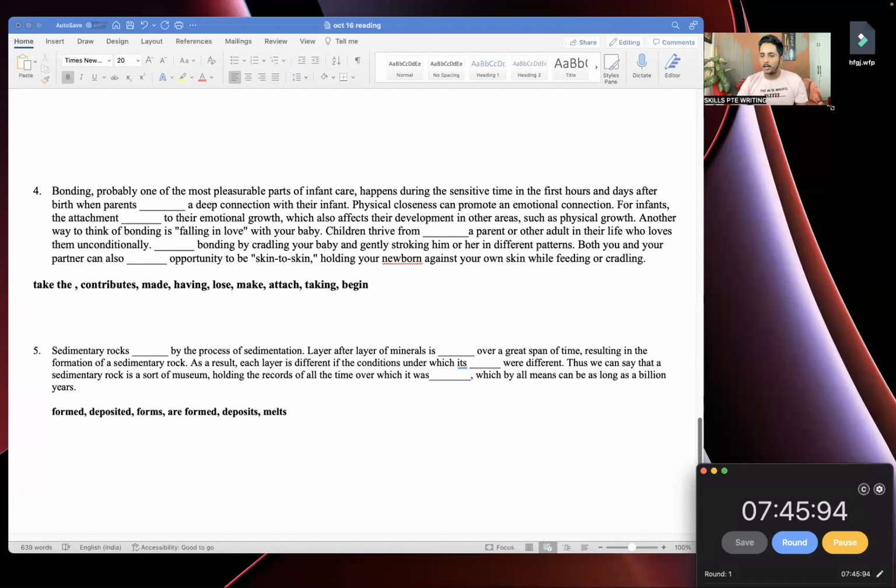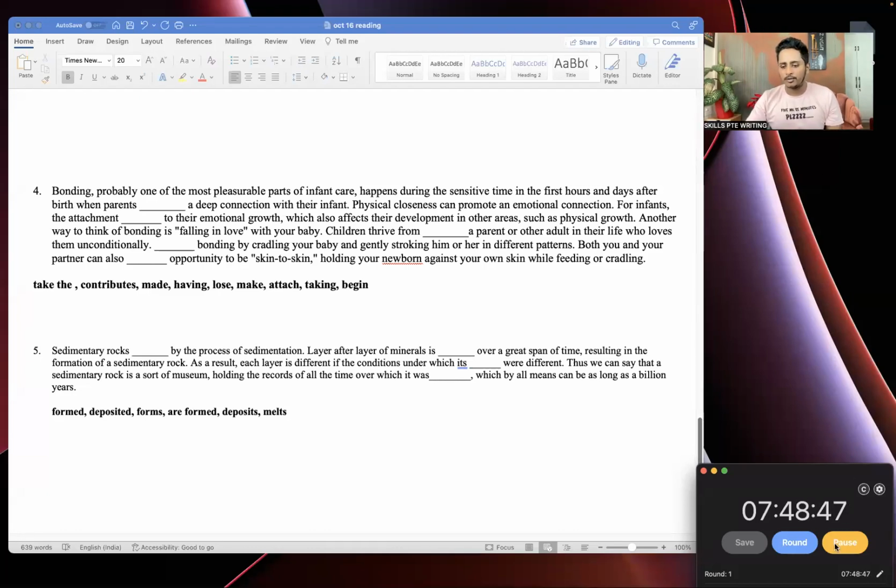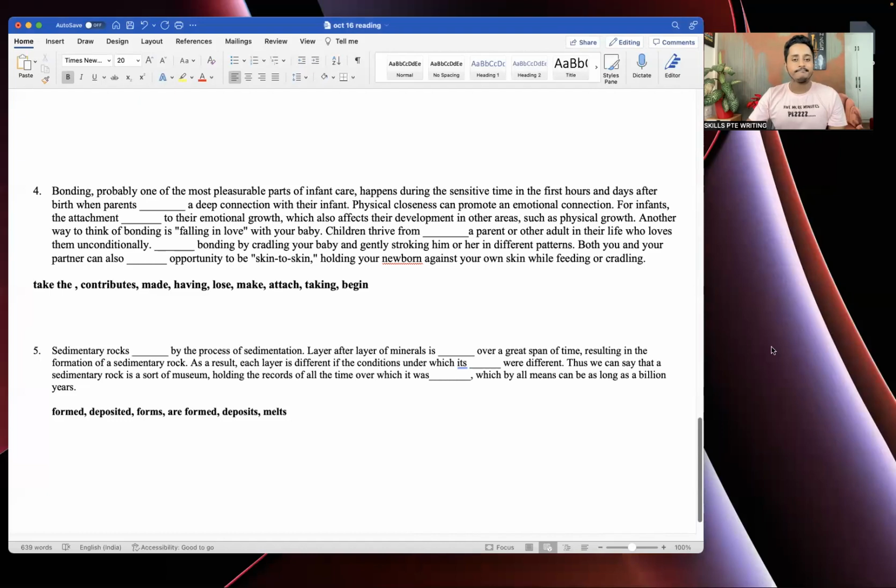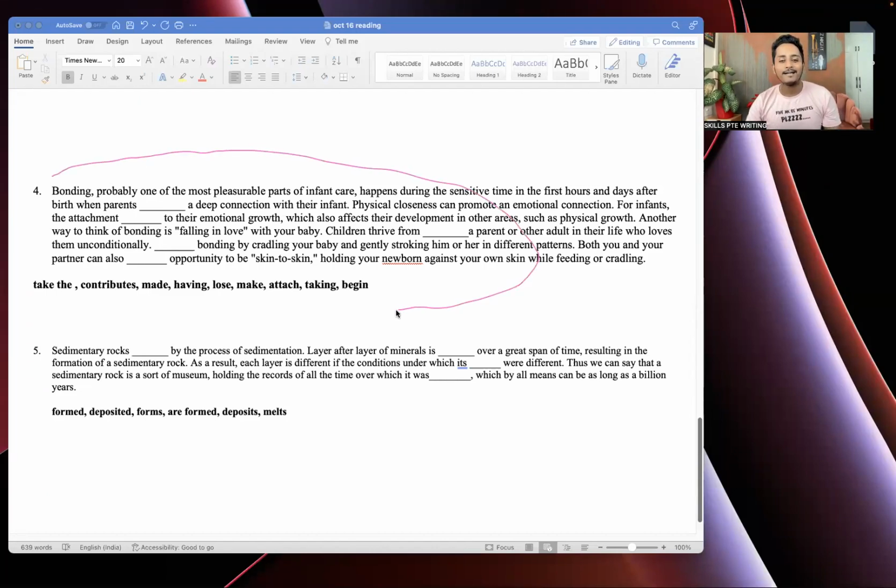All right, so let's understand how to solve this. A very simple question, by the way. I'm sure many have trouble getting 5 out of 5 or 4 out of 4. They think they have got it, but they would have made a lot of mistakes. When parents make a deep connection, the entire thing is a fact. When it's a fact, you have to put that in the present tense. When parents make a deep connection with their infant, you make a connection, you don't start a connection. Ranjit, make a connection with their infant. Contributes to their.